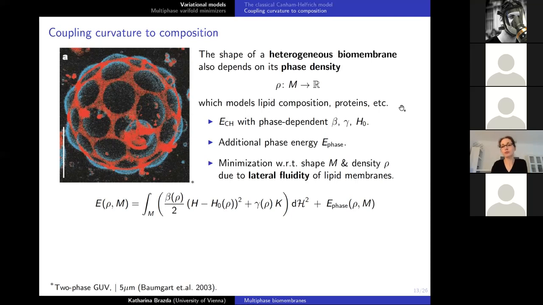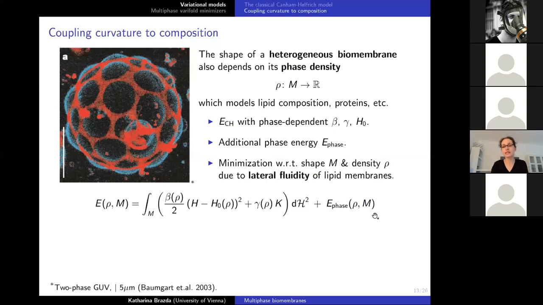In the simplest approximation, I only have one phase density, which describes the composition of the membrane. And of course, when one introduces this into the Canham-Helfrich model, then the bending rigidities and the spontaneous curvatures will depend on the phase density. Moreover, with an additional density there comes an additional energy, maybe a mixing energy or phase energy. There are different models in the biology or physical literature for how to do this. So this is an additional term in the energy.